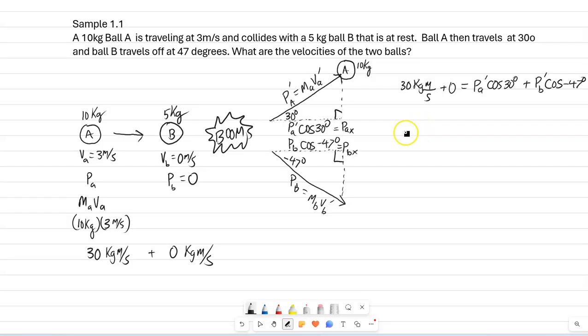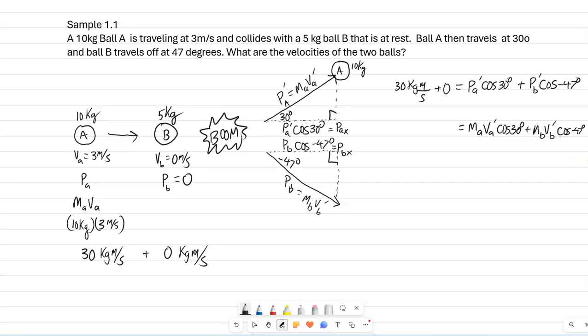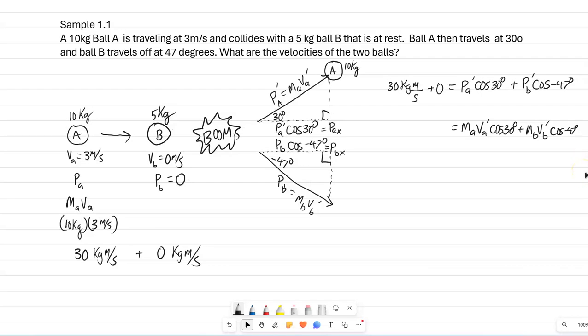All right, so let's take a look. So we know that that's going to be m A v A prime cosine of 30 degrees plus the mass of B times the velocity of B after the collision times the cosine of negative 47 degrees. Oh, that barely fits in my recorder. See if I can move this just a tad. Okay. And let's get some numbers with our calculator.